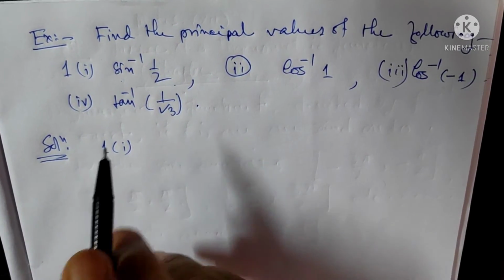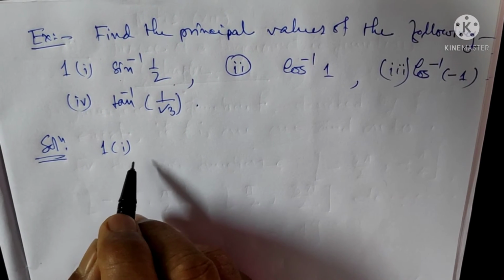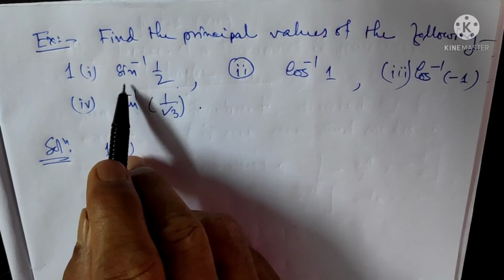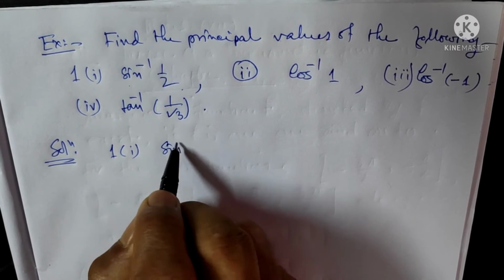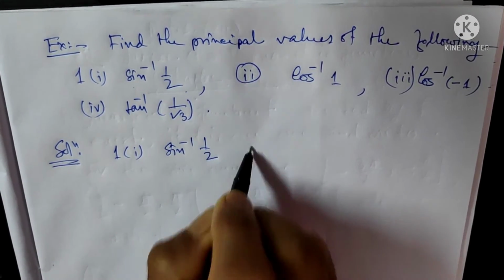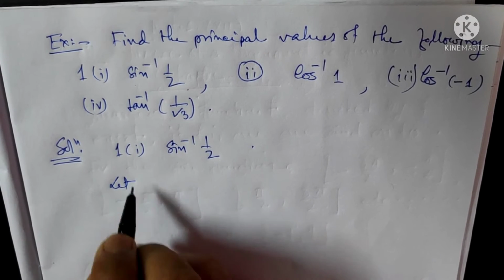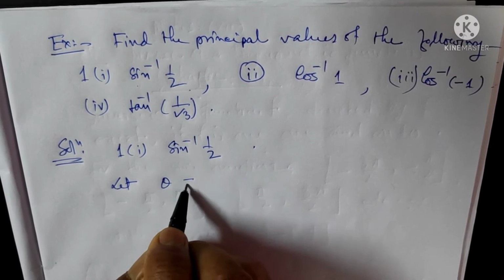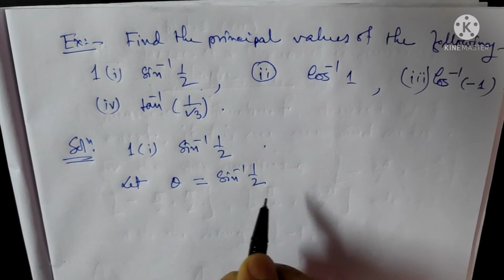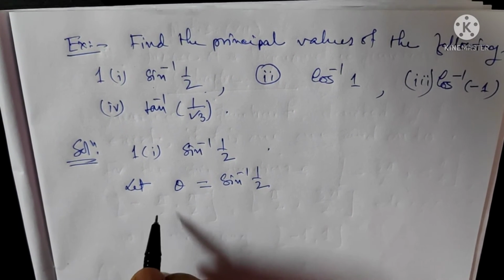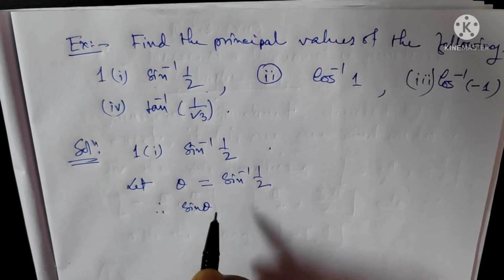Let us find the principal value. Sin inverse half. Let theta be equal to sin inverse half. From this we get sin theta is equal to half.